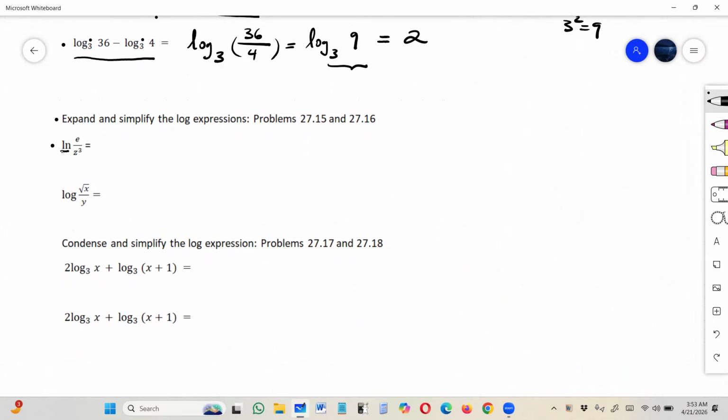Now, you see ln right here. This means a natural log, so it's log base e. We don't write it this way. We write it as ln. And we have first a ratio here. So we will apply the quotient rule: ln e, or log base e of e, minus natural log z cubed.